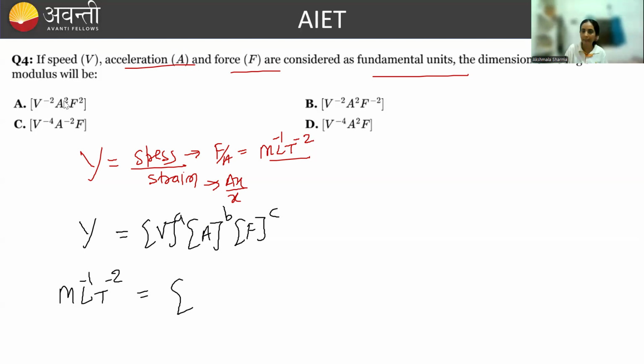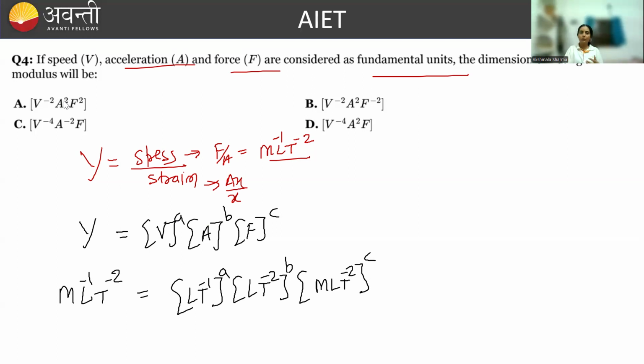Now you need to put the dimension of velocity. So this is L T minus 1 to the power a, and A is acceleration, L T minus 2 to the power b, and this is force, so M L T minus 2 to the power c. Now we will see what is the power of L on the LHS and on the RHS, and we will equate them. So let's do that here.